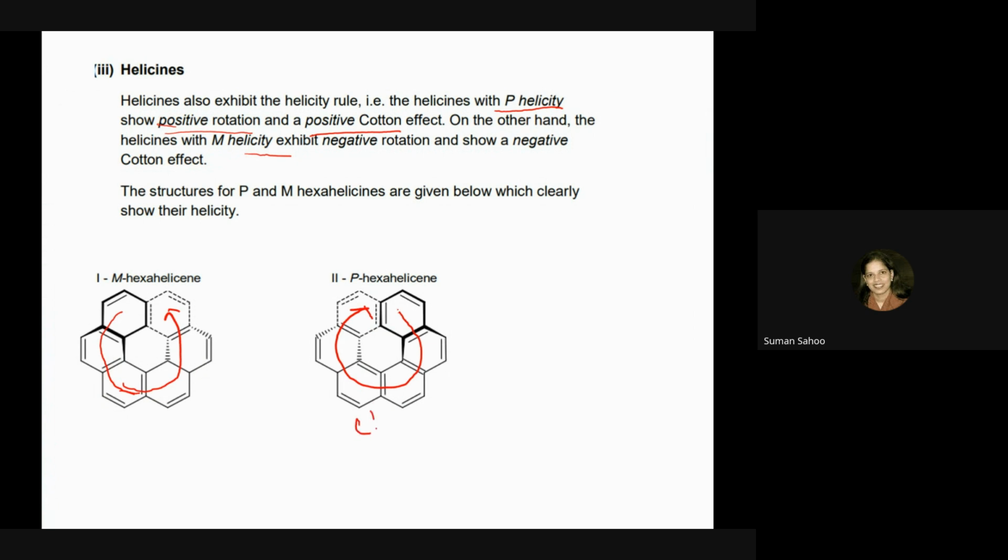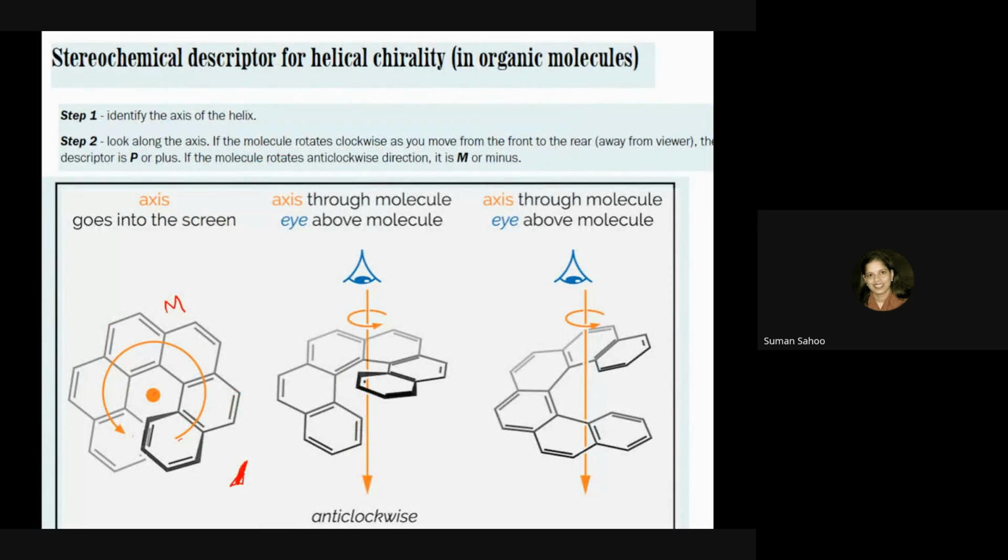If it is clockwise, that is going to give you P helicity, and if it is in the anti-clockwise direction, that is going to give you M helicity. And P helicity always gives you a positive Cotton effect, and M helicity, its other enantiomer, would give you a negative Cotton effect. Or positive rotation rotates the plane polarized light in a positive direction, and the other would rotate the plane polarized light in the opposite direction.